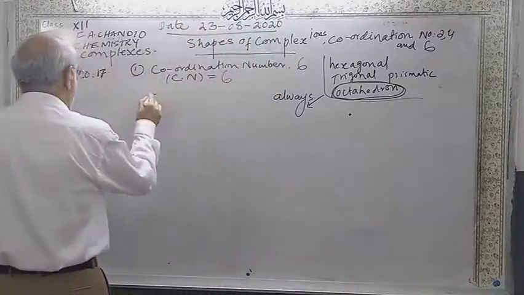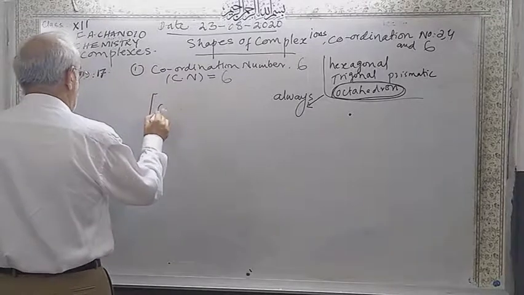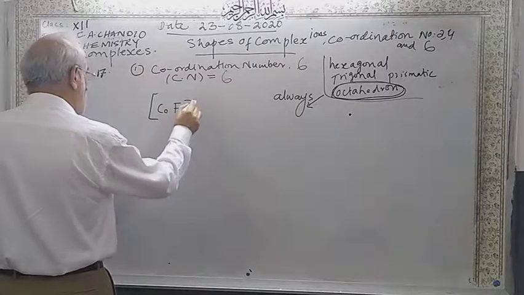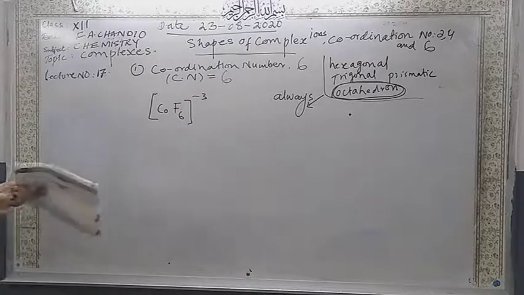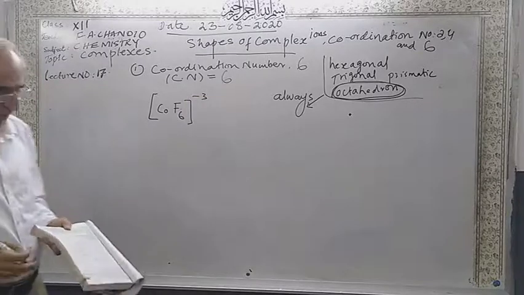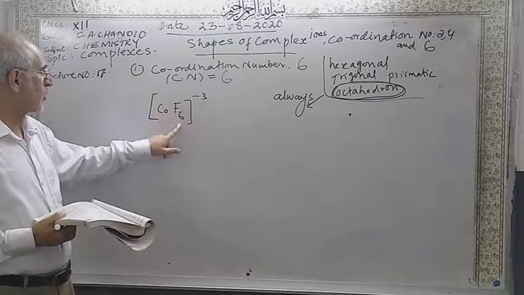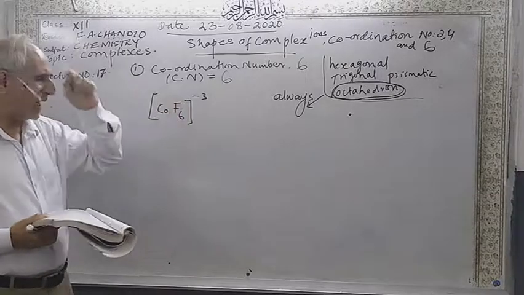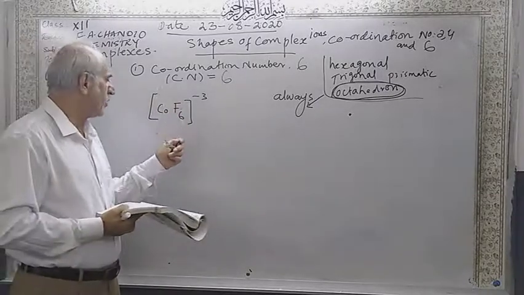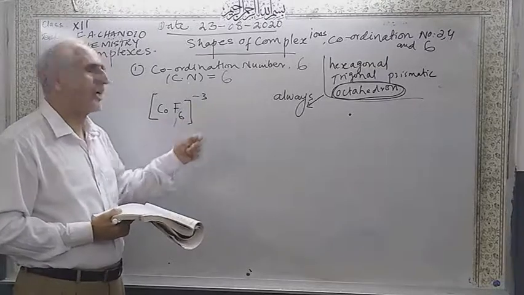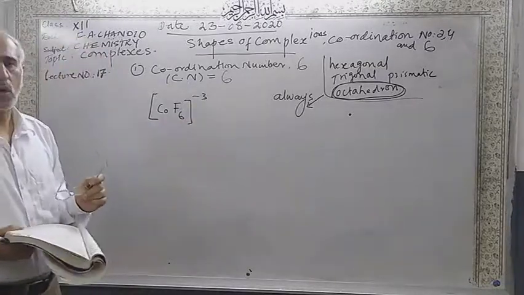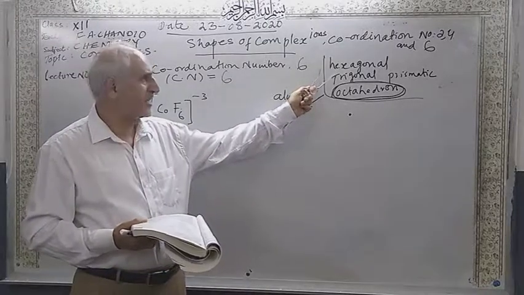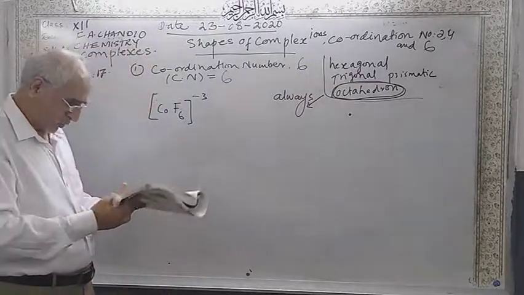So the examples which are given here, I will write. This is the square bracket, cobalt, hexafluorocobaltate 3. Hexafluoro. The oxidation number of cobalt is +3. Fluoride has a -1, so -1 multiplied by 6 is -6, +3, so -3. Hexafluorocobaltate 3 is always octahedral, but some studies suggest that maybe these two other geometries are formed.